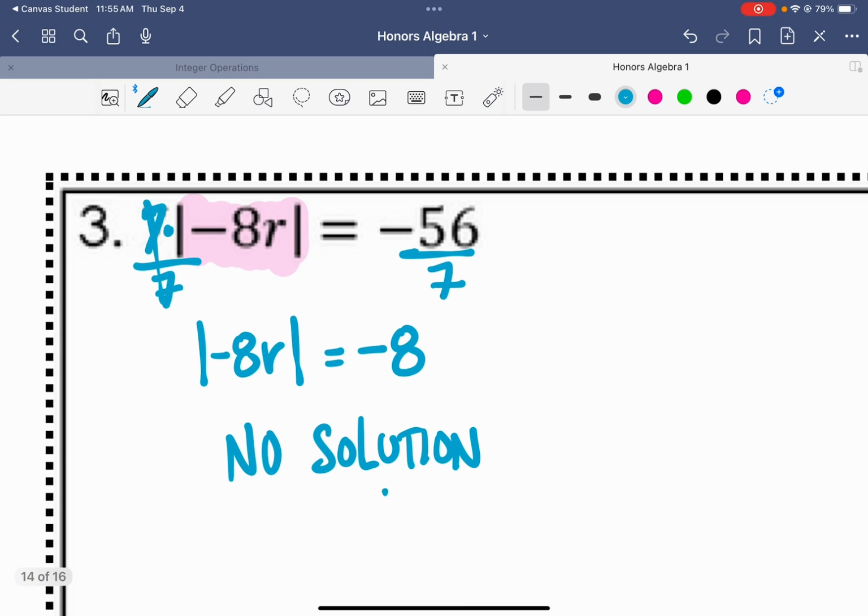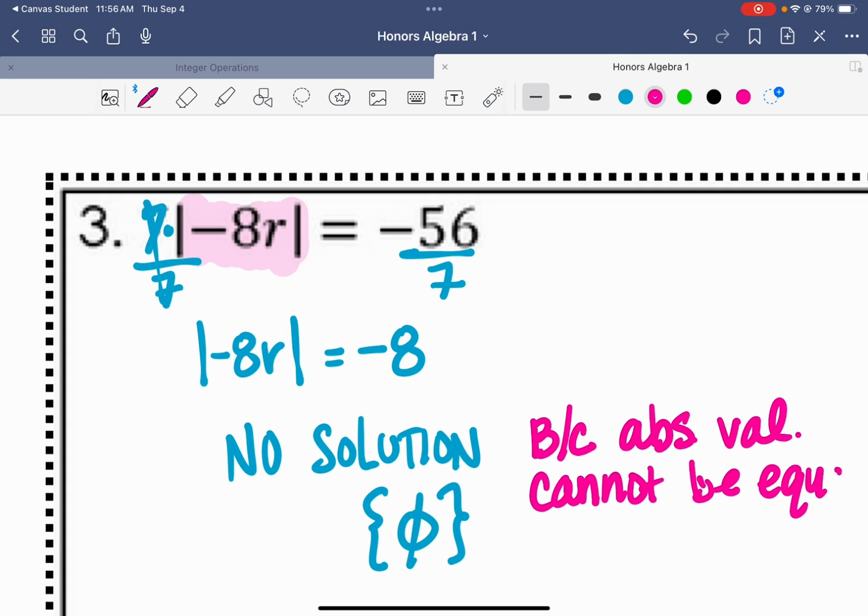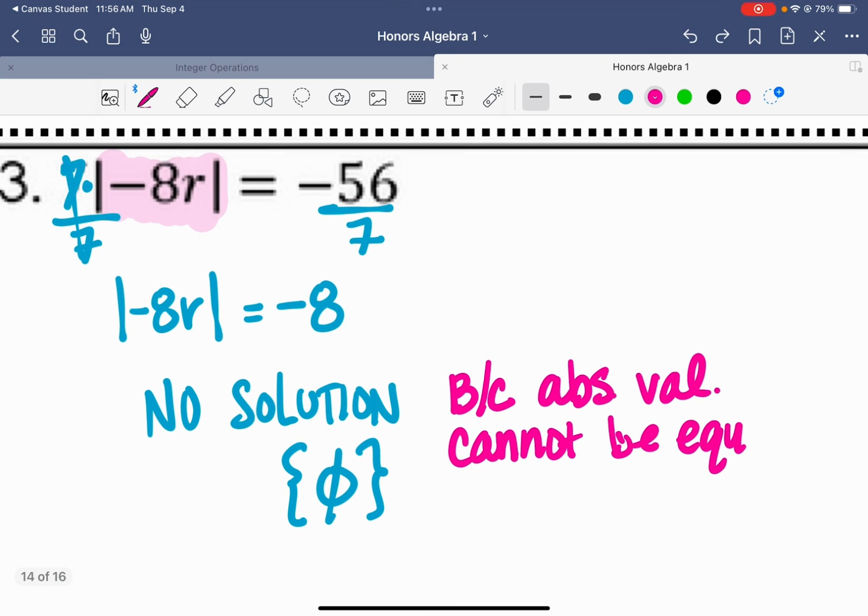And the way we would write that with these braces, you could actually write no solution, or you can use this symbol that means empty set. That means there's nothing that'll work. But what's the reason why there's no solution? There's no solution because absolute values cannot be negative. Because absolute values cannot be equal to a negative number. So no solution.